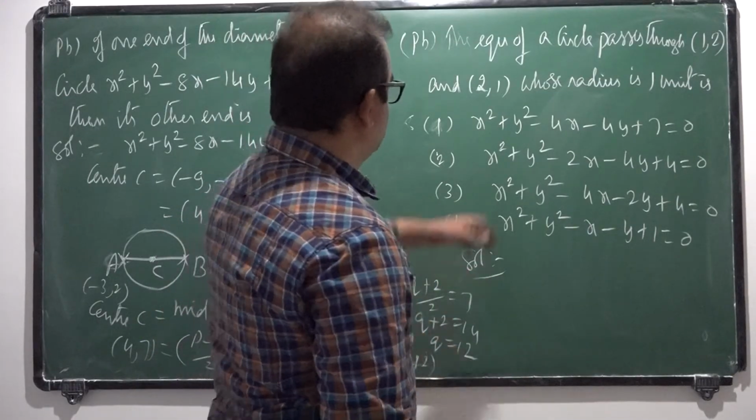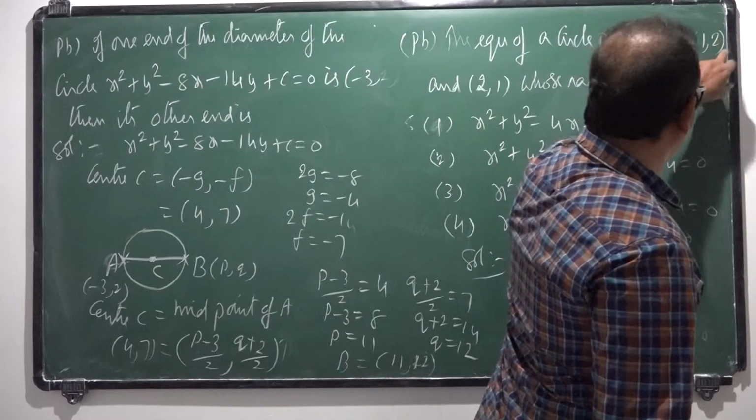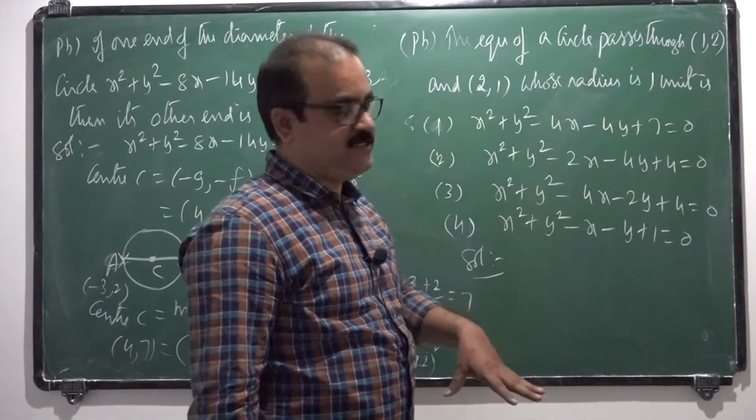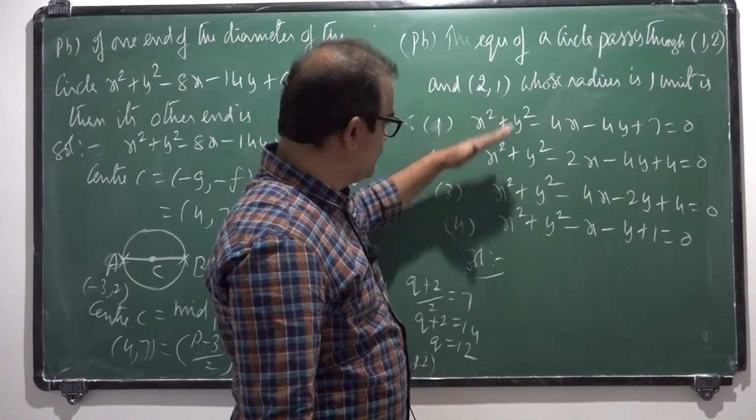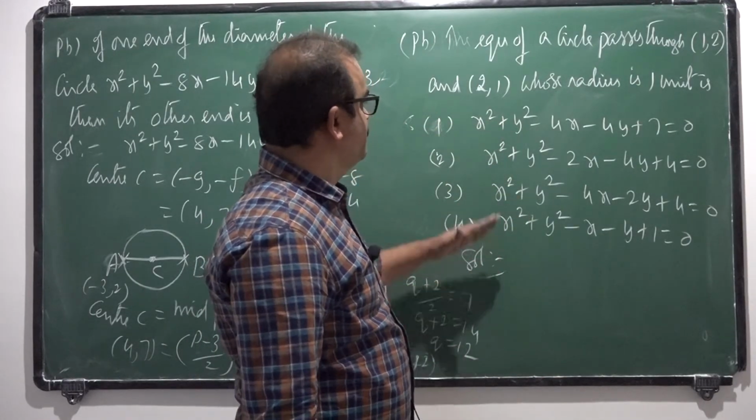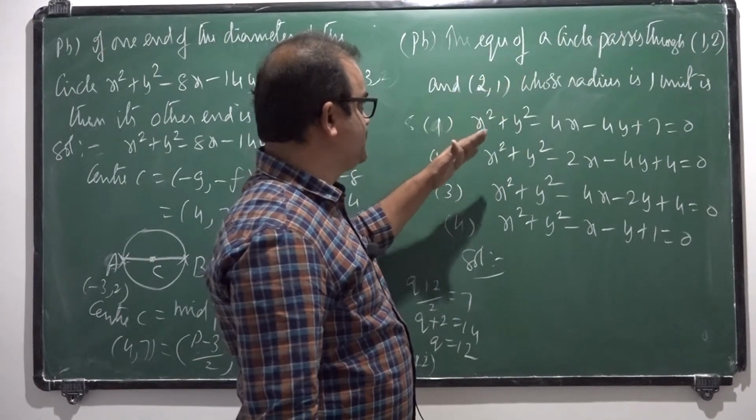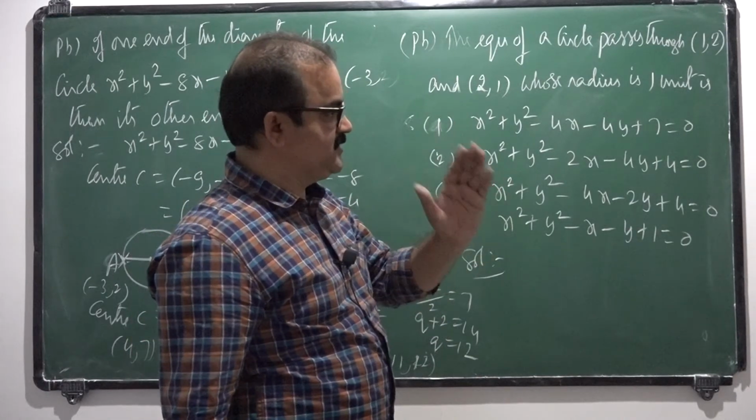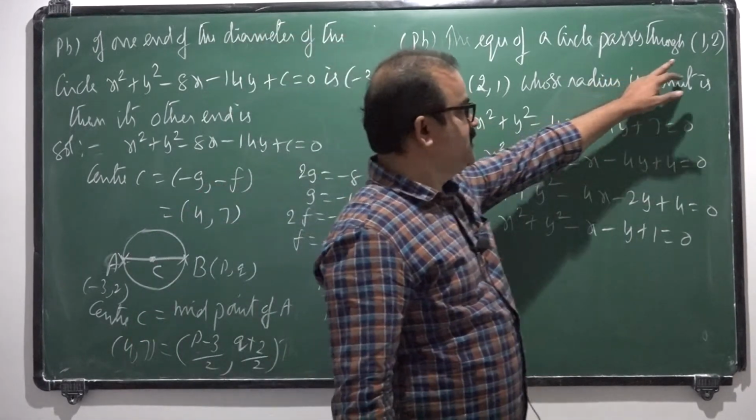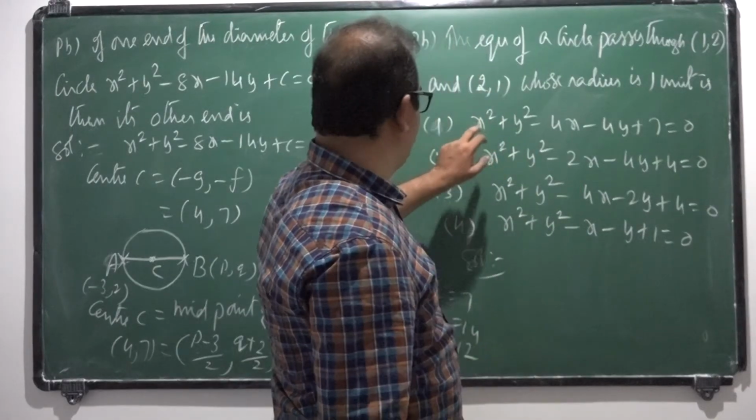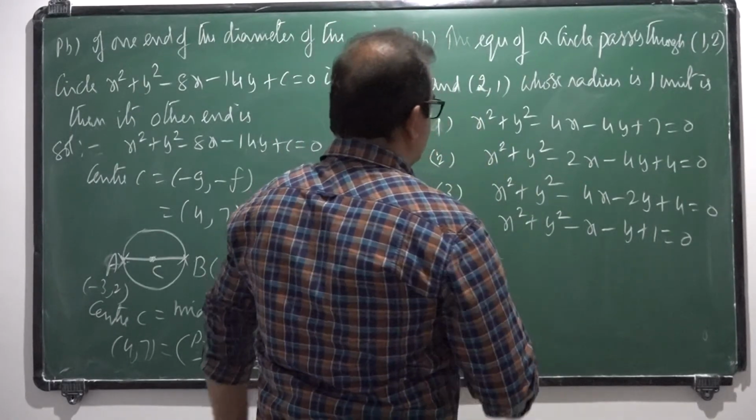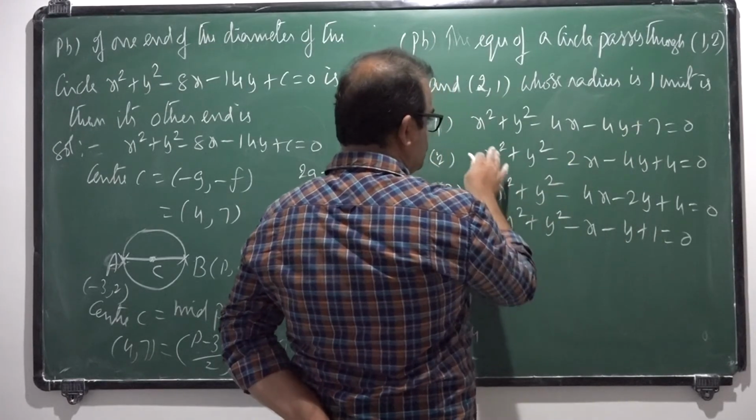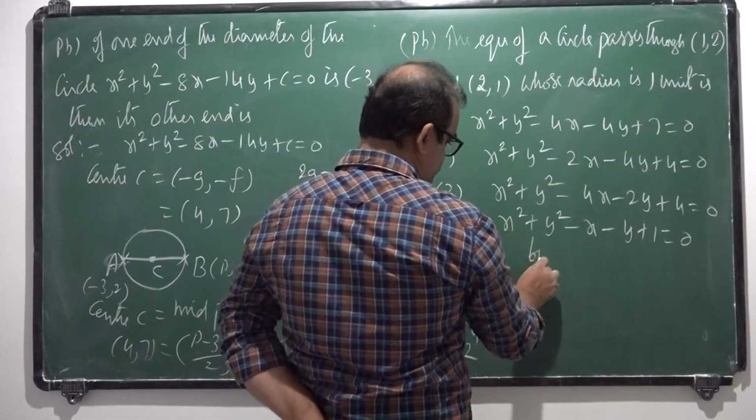See here, the circle passes through 2 points, 1 comma 2 and 2 comma 1. Here by the verification method, we find the suitable circle equation. When a circle passes through any point, the equation of the circle must satisfy that point. Okay, what is the first option here? x square plus y square minus 4x minus 4y plus 7 is equal to 0. We verify the options one by one.